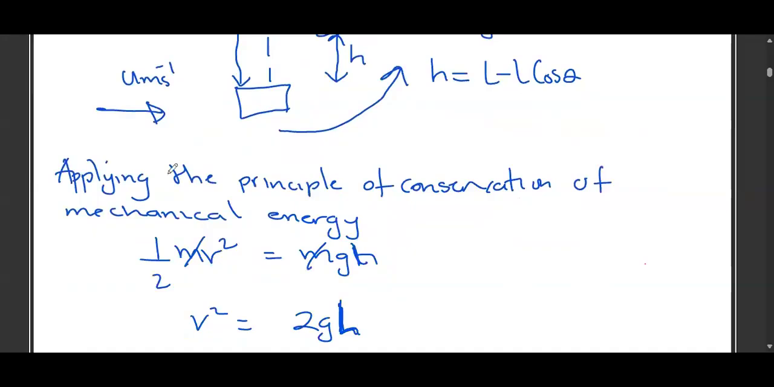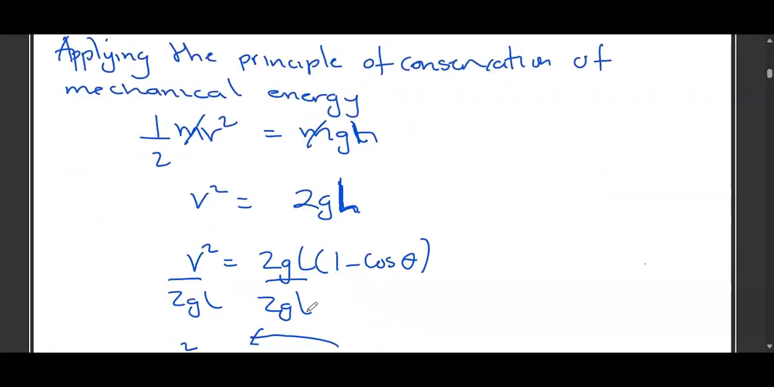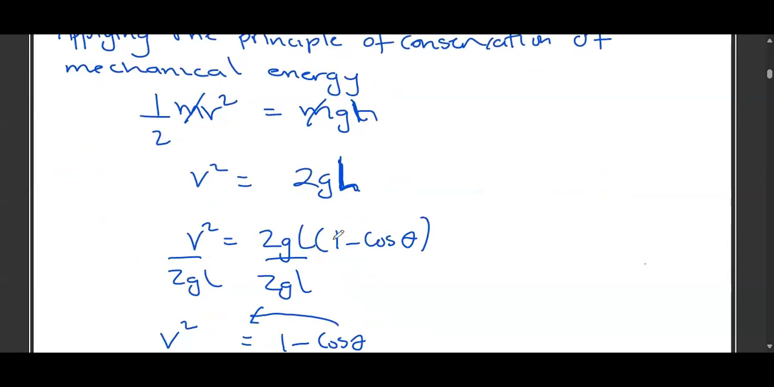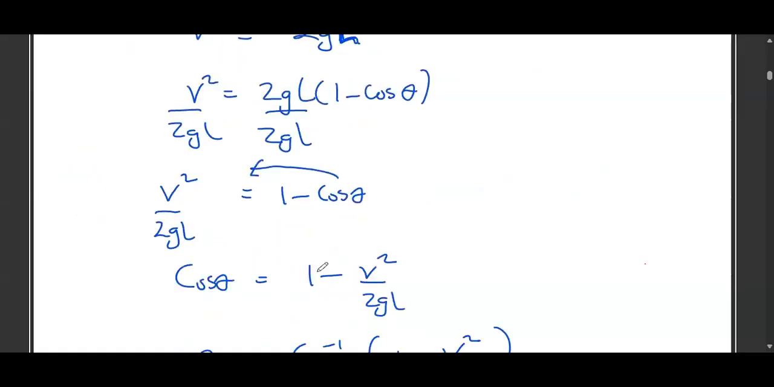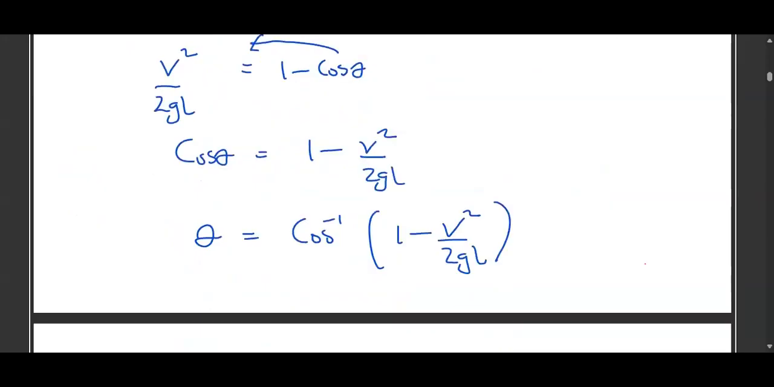Now, if we apply the principle of conservation of mechanical energy, we have half mv squared, whereby this v is the common velocity of the block and the bullet. Then we shall come up with v squared equals 2gh. But our h is equal to L into 1 minus cos theta, so dividing by 2gL, we are coming up with cos theta as 1 minus v squared divided by 2gL. Then we take arc cos on both sides to come up with that expression.